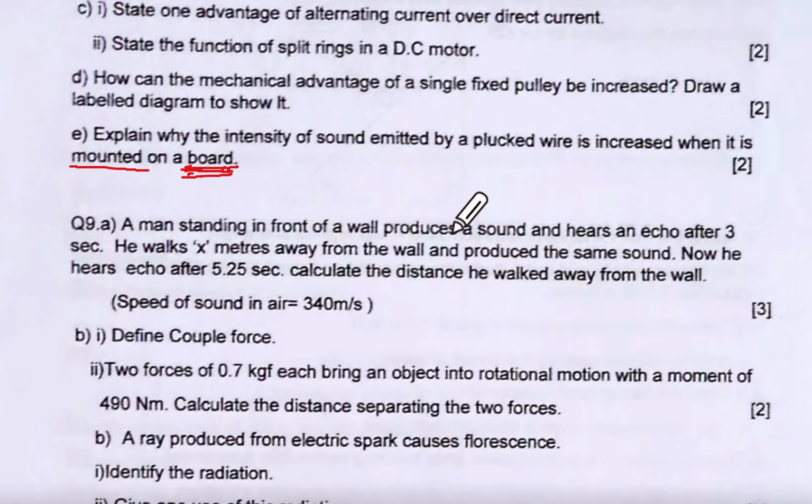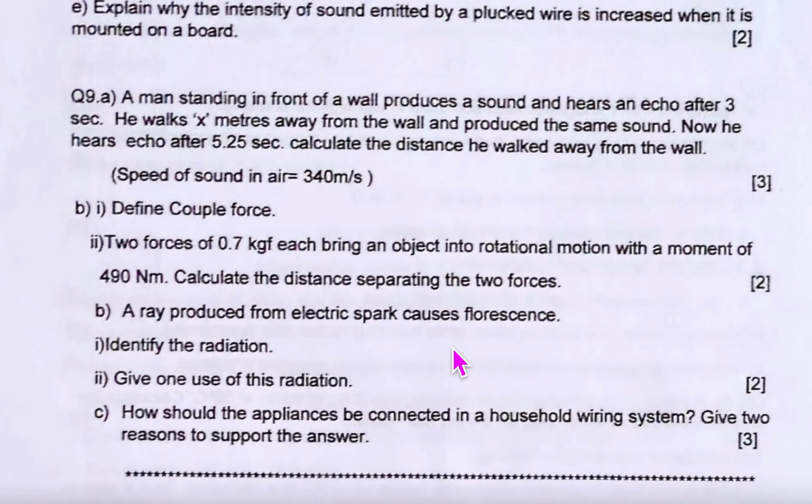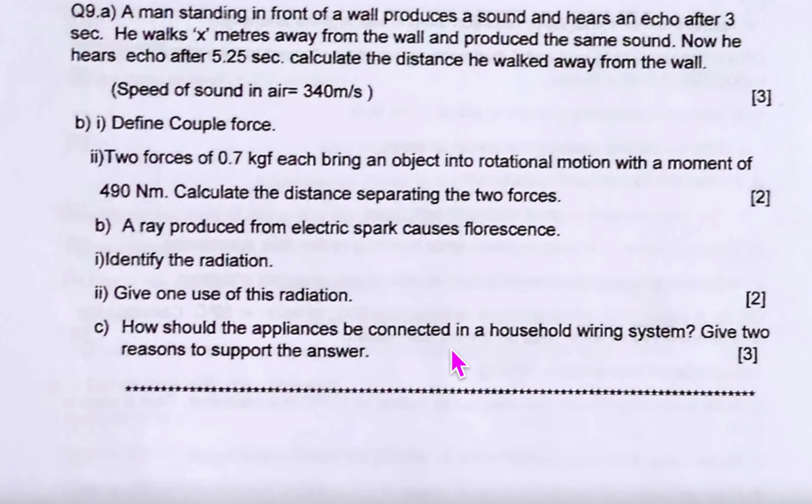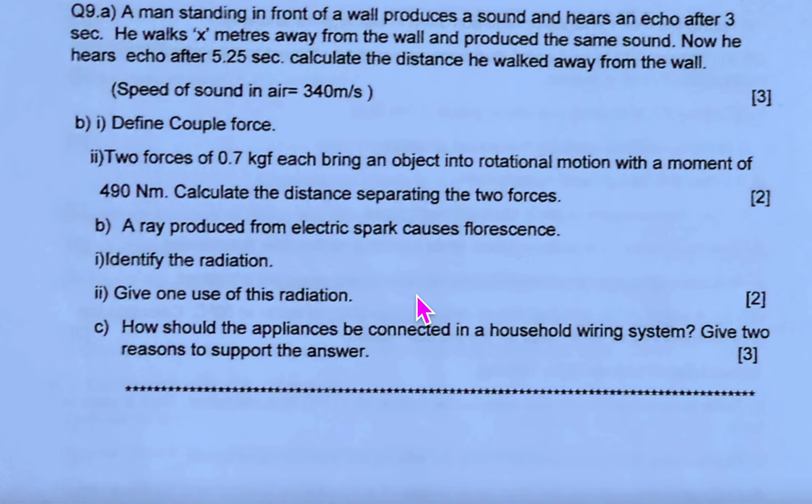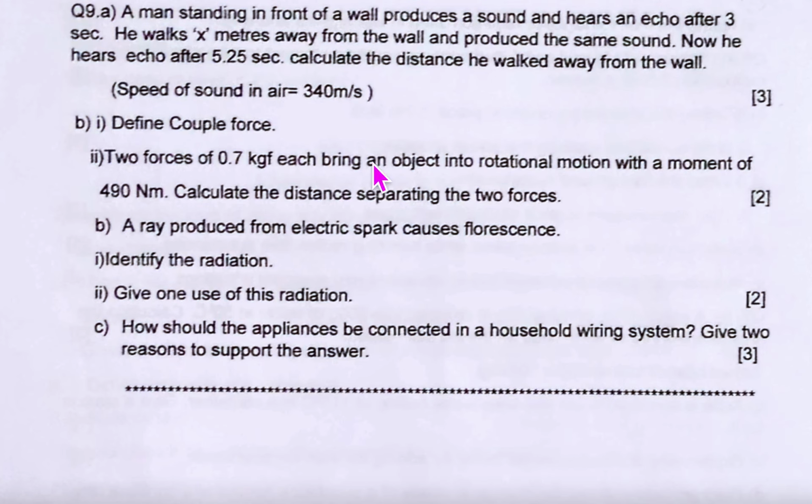A man standing in front of the wall hears the echo after 3 seconds. He walks X meters away and produces the same sound. He hears it after 5.25 seconds. Calculate the distance walked away from the wall. Is there anyone who gets confused by this? Please show the two cases. Don't do T2 minus T1 and all that. Don't do it like that. Okay? First you'll take D1, then you'll take D2.